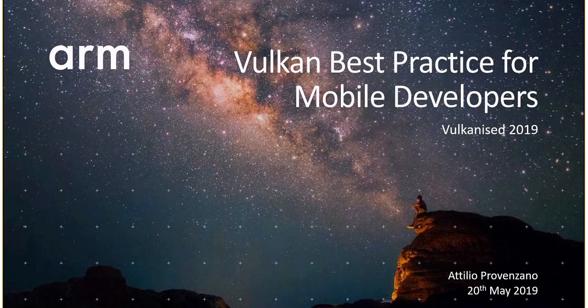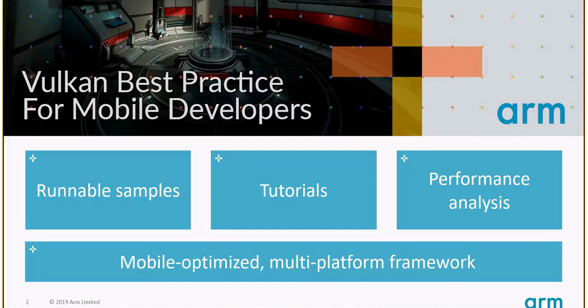So that's why we try to bridge this gap and release a project that is called Vulkan Best Practice for Mobile Developers. You can find it on GitHub. It consists of runnable samples which show both the good and the bad practice. You can toggle between the good and the bad practice using some buttons that you will see on screen. I have demos of that.